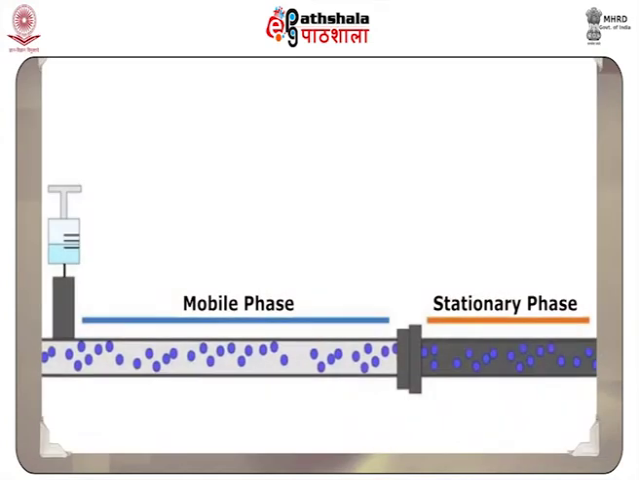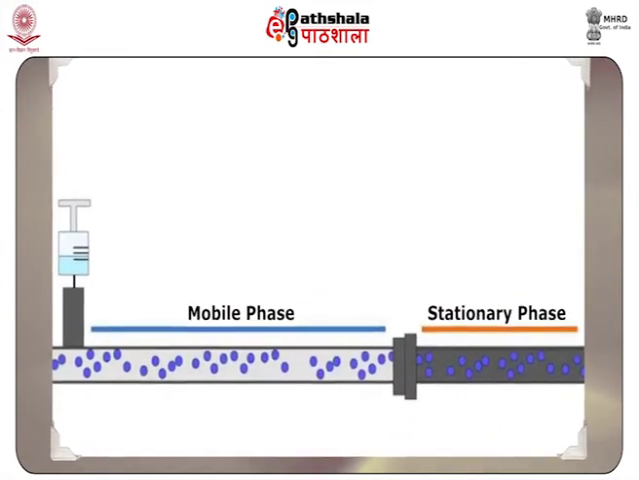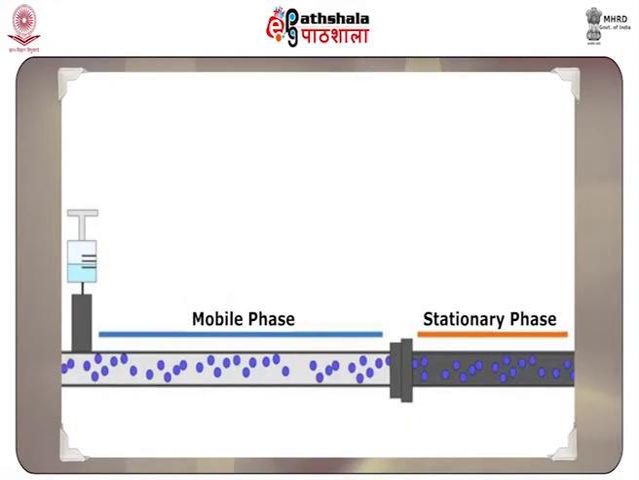The stationary phase is a solid granular substance made up of materials like silica, polymers, etc., having a size range of 2 to 50 micrometers. The various components of a mixture get separated on the grounds of their differential affinity towards the stationary phase. The pressurized mobile phase could be a mixture of solvents like water, acetonitrile, or methanol.